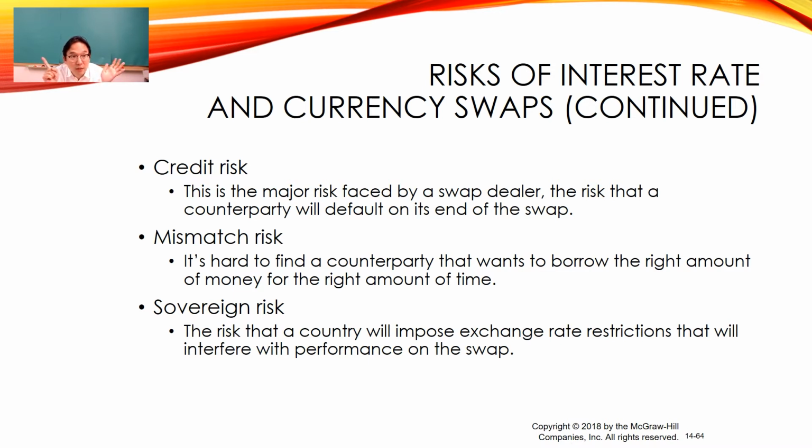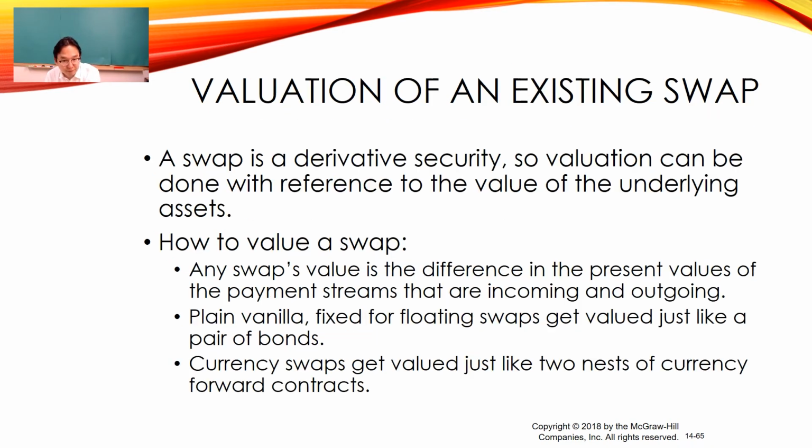1 year versus 10 years. Mismatch. Sovereign risk: the risk that a country will impose exchange rate restrictions that will interfere with performance on the swap. And then the valuation of an existing swap works like this. A swap is a derivative security, so valuation can be done with reference to the value of the underlying asset.